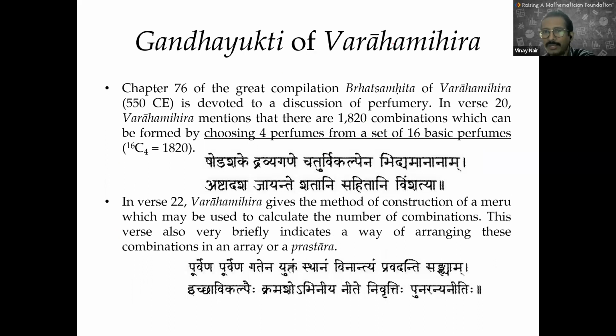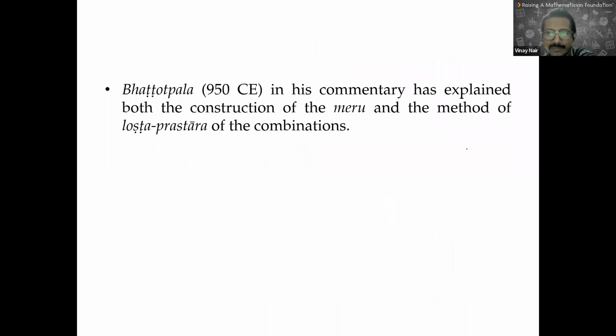There is something called Gandha Yukti in Varahamihira's text. Varahamihira was an astronomer, okay? He's a 6th century astronomer. He is talking about perfumes in his text on astronomy. So fascinating, right? Who would expect that you will talk about perfumes in a text on astronomy? And for that matter, who would believe that we'll be dealing with poetry in a class of mathematics? So he was talking about choosing 4 perfumes from 16 flavors. Now, how many ways can we do that? He says there are 1820 ways, and the procedure for doing that is very interesting.